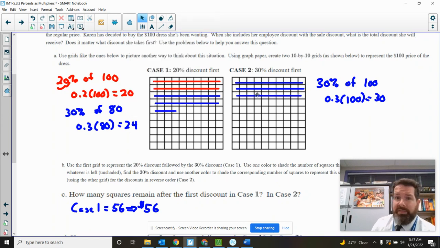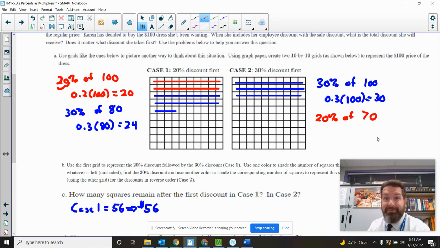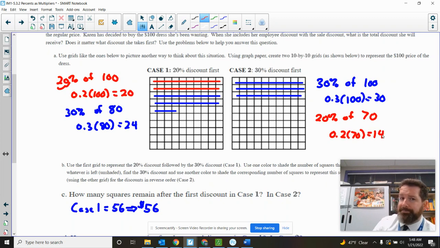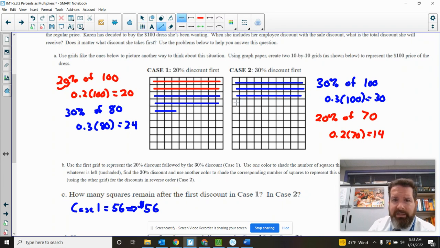Okay, so that leaves us with $70 remaining. So now her 20% discount, her employee discount, is applied to that $70. Well, 20% of 70, move the decimal over 2 spots, that's 0.2 times 70, which ends up being 14. Notice that's a little less this time than it was in the first case. But we're going to cross off another 14 boxes. So there's 10, and then 1, 2, 3, 4. Make them red to show that they are the employee discount.